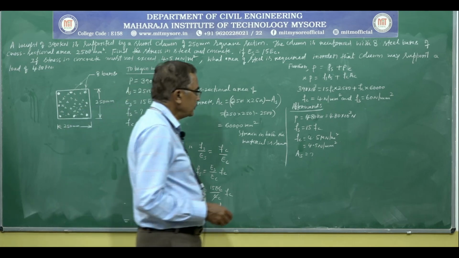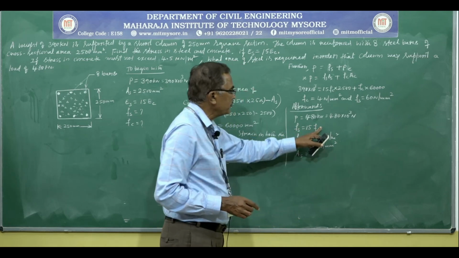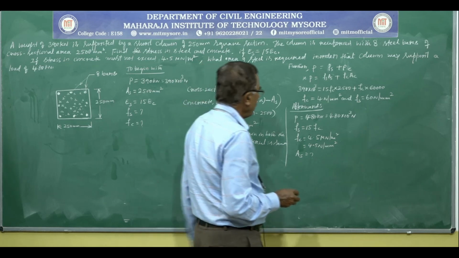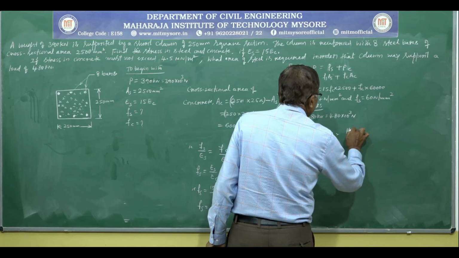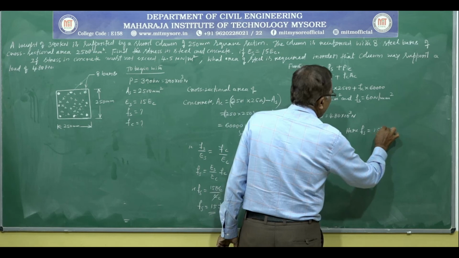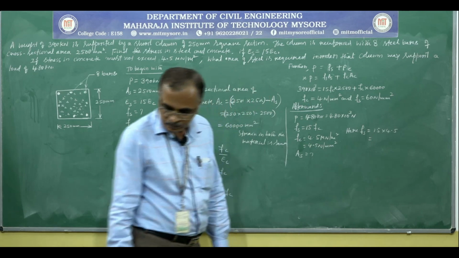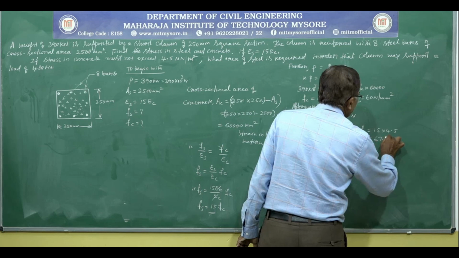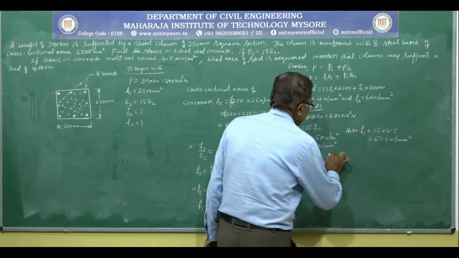Next, knowing stress in steel in terms of concrete, we can easily calculate stress in steel also. So here Fs is equal to 15 times of 4.5, that is equal to 67.5 Newton per millimeter square.